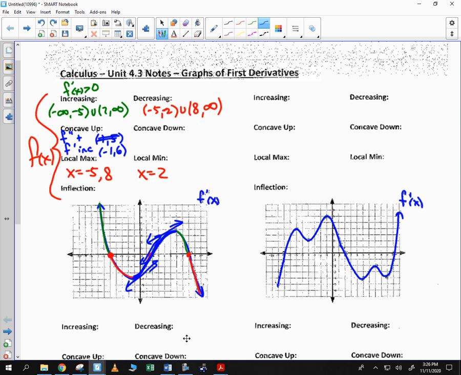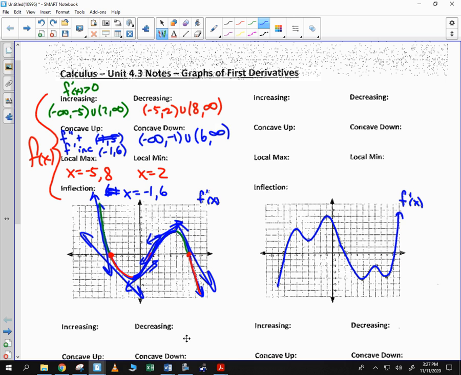Concave down is wherever the first derivative is decreasing. So you can see it's going to be from -infinity to -1, union with from 6 to infinity. That's where it's going to be headed down again over there. So the inflection is wherever it changes concavity, and it changes concavity at -1 and at x equals 6.